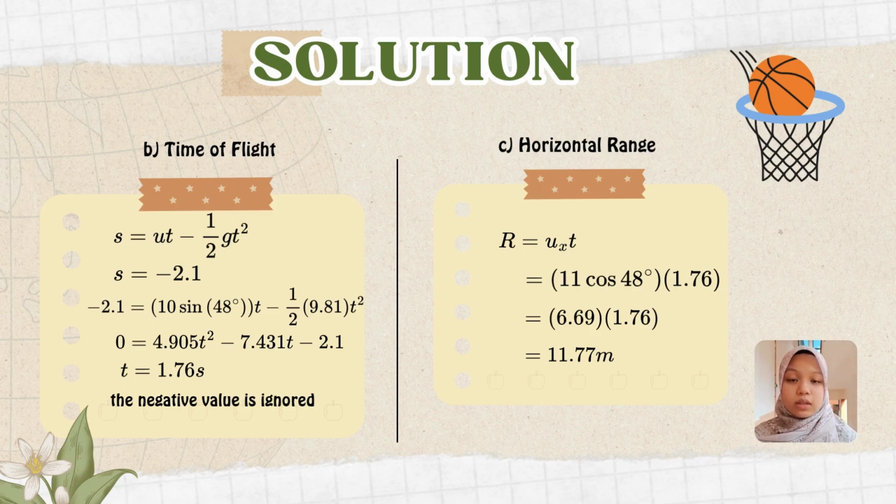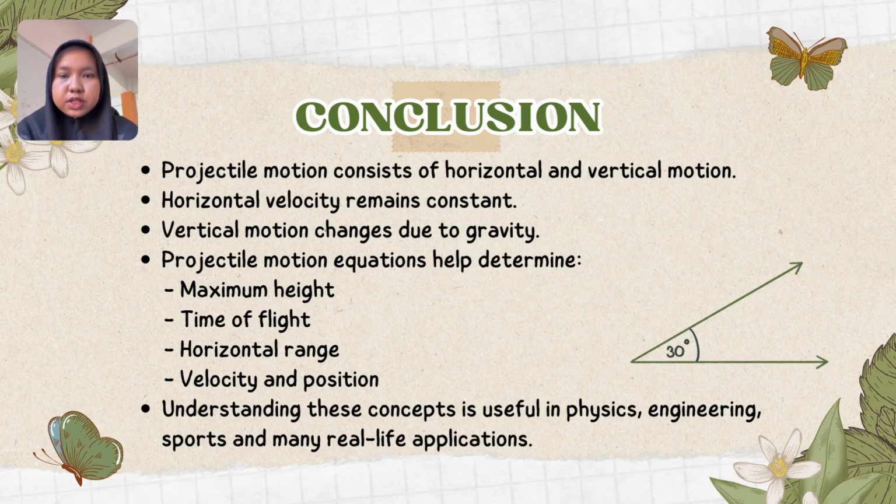These results demonstrate how projectile motion principles can be applied to analyze, predict, and trace the trajectory of a basketball shot. In conclusion, projectile motion is an important topic because it combines two different types of motion: horizontal motion with constant velocity and vertical motion with constant acceleration due to gravity. Although these two motions happen at the same time, they can be analyzed separately by using the appropriate equations.